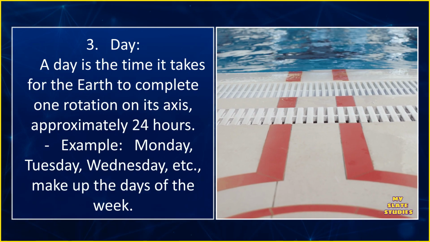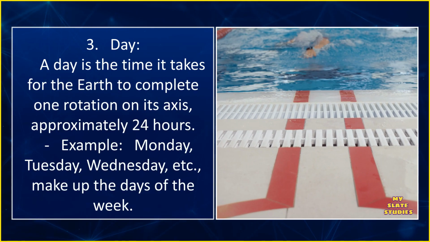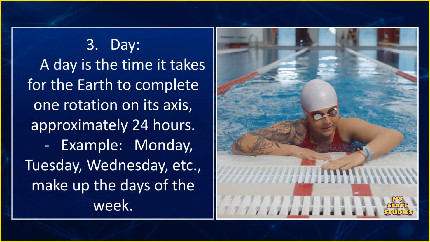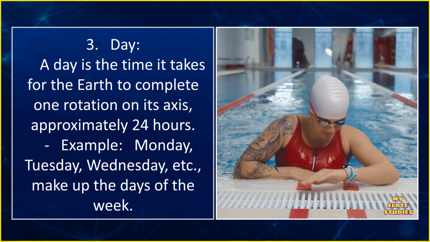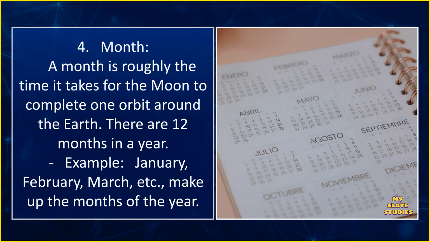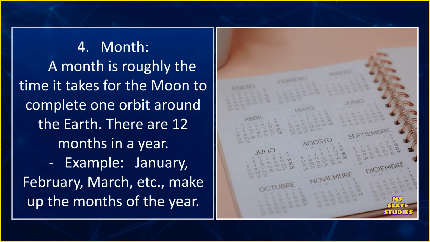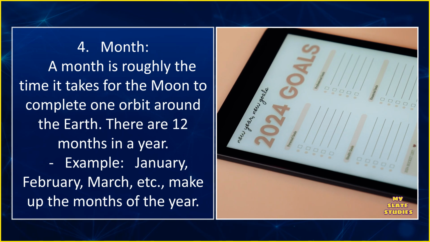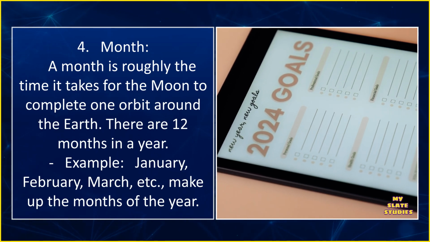3. Day. A day is the time it takes for the Earth to complete one rotation on its axis, approximately 24 hours. Example: Monday, Tuesday, Wednesday, etc. 4. Month. A month is roughly the time it takes for the Moon to complete one orbit around the Earth. There are 12 months in a year. Example: January, February, March, etc.